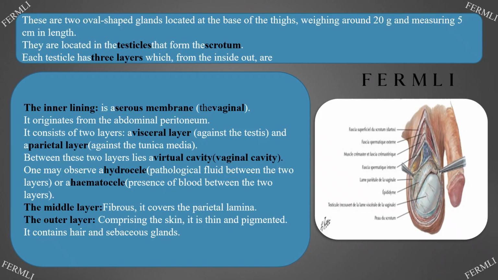One may observe a hydrocele, pathological fluid between the 2 layers, or a hematocele, presence of blood between the 2 layers. The middle layer, fibrous, covers the parietal lamina. The outer layer, comprising the skin, is thin and pigmented. It contains hair and sebaceous glands.